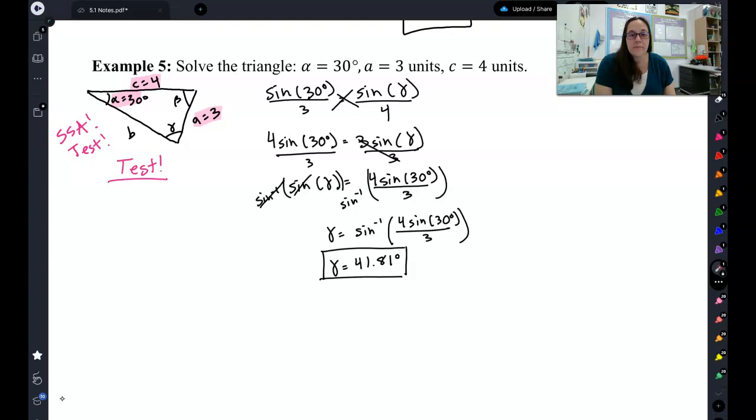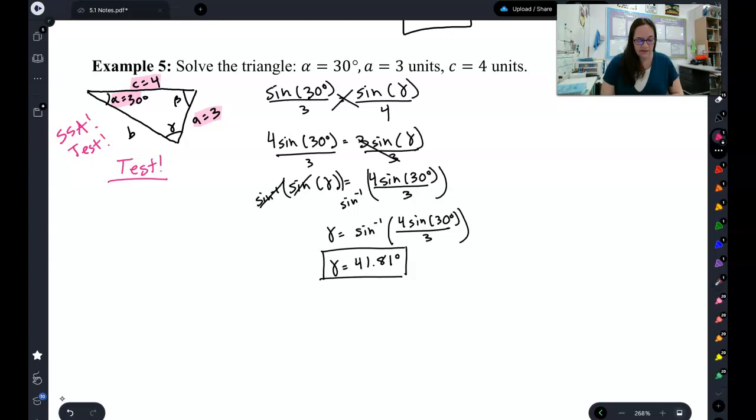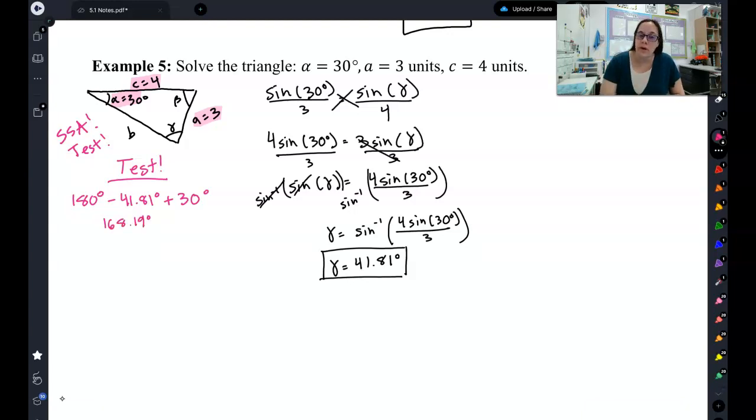Now, because this is side-side-angle, at this point I have to do my test. So here is my test. I do 180 degrees minus the angle I just found plus the angle that was given to me originally in the problem. If I put that in my calculator, I get 168.19 degrees. If this is greater than or equal to 180, you only have one triangle. However, this is less than 180, which means I have two triangles here.